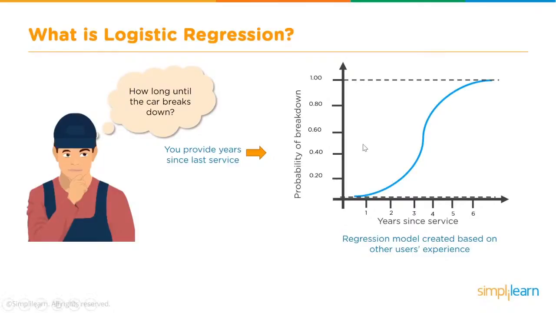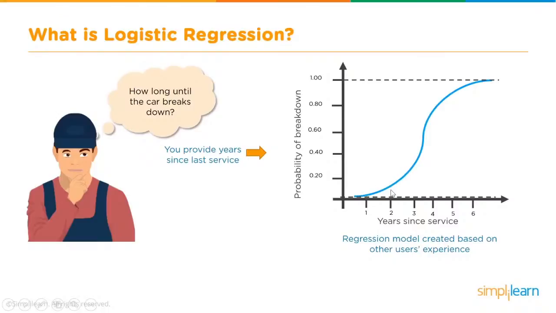First of all, the probability can go from 0 to 1. As you all are aware, probability can be between 0 and 1. And as we can imagine, it is intuitive as well. As the number of years is on the lower side, maybe 1 year, 2 years, or 3 years after the service, the chances of your car breaking down are very limited, right?